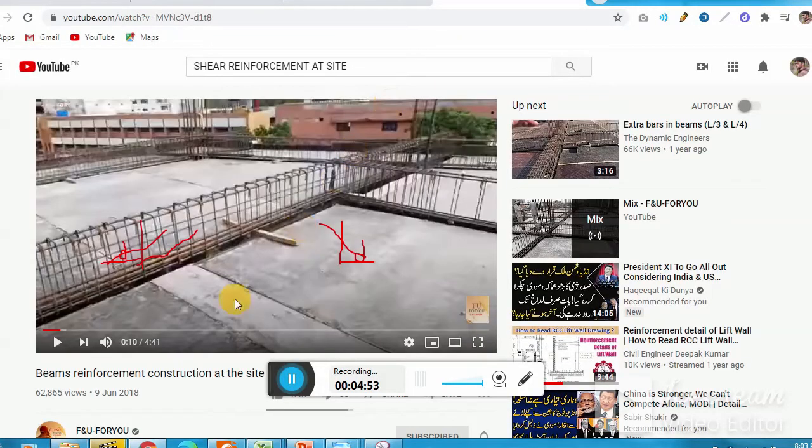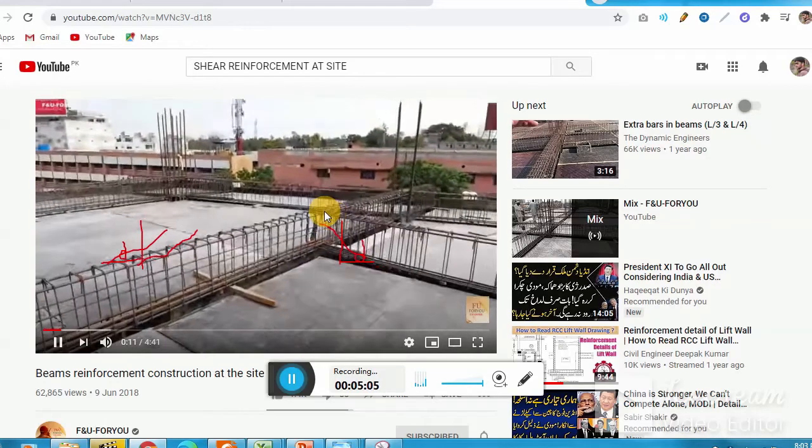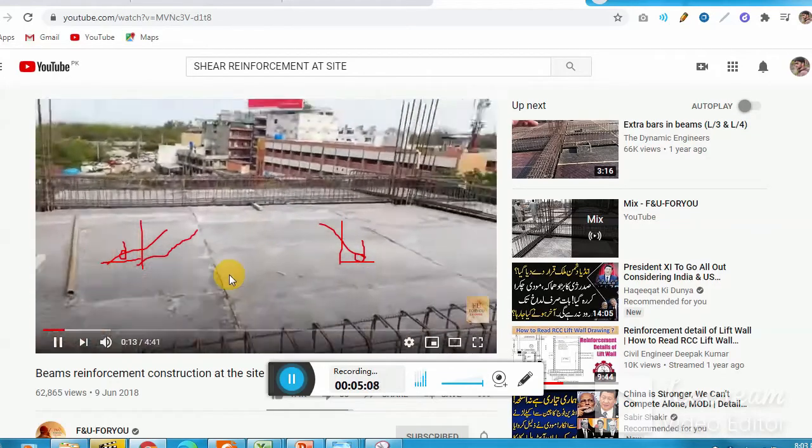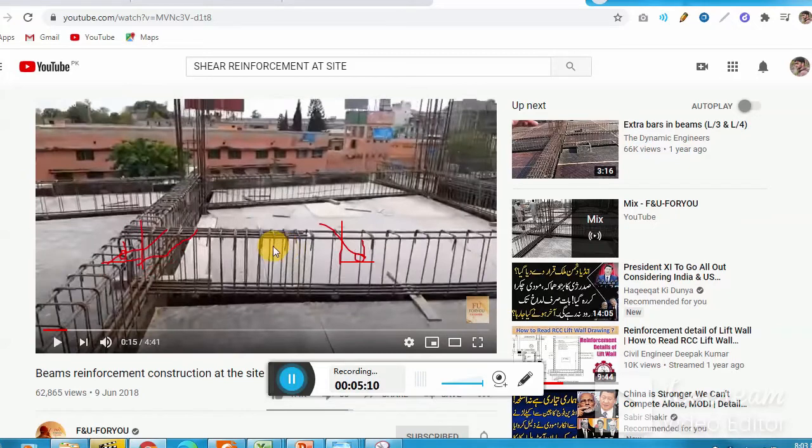This is the side view. You see the flexure reinforcement in the bottom, the top two supporting bars, and the shear reinforcement, which is the stirrups. Similarly, you see the negative reinforcement right here at the supports, like this one. These are extra bars provided for negative reinforcement.